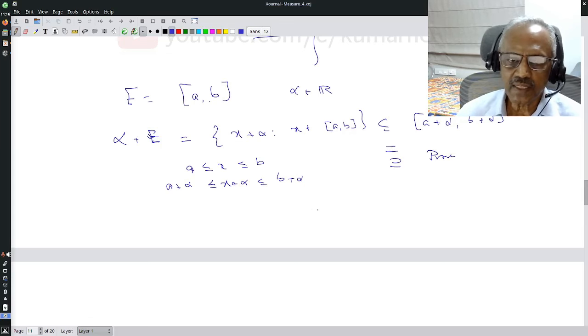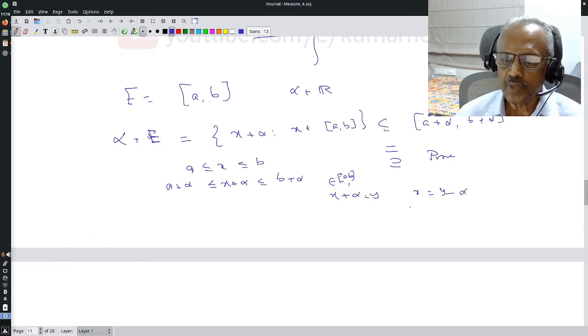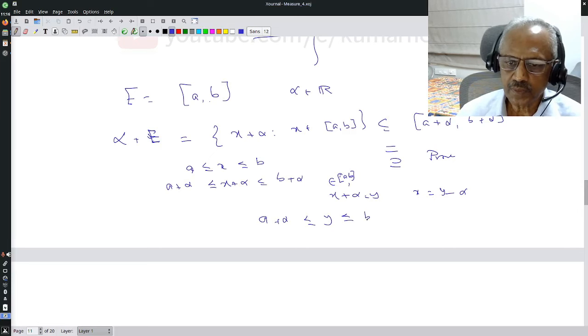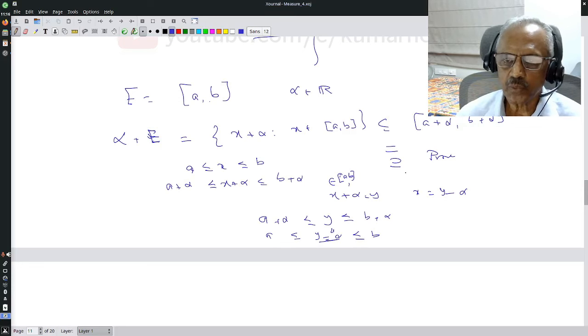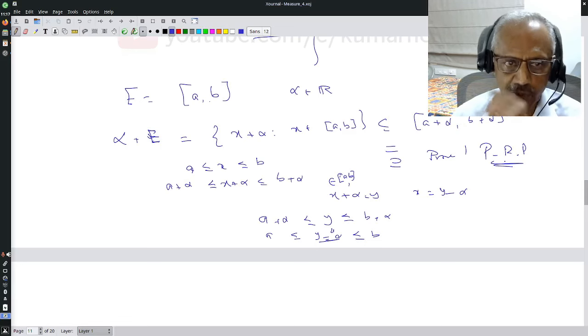Suppose y belongs to that, I want to write it as x plus alpha for x in [a,b]. How will I do that? Therefore, my x must be y minus alpha. Now, y belongs to this, therefore a plus alpha is less than or equal to y, less than or equal to b plus alpha. Therefore, subtracting alpha from all sides, a is less than or equal to y minus alpha, less than or equal to b, but that is my x. So, I have proved they are equal. Pause, review, proceed. This is very important for what we want to do.